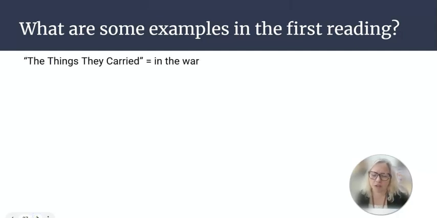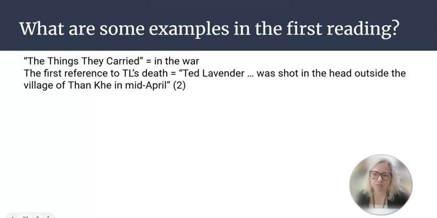First of all, the very first chapter, called The Things They Carried, we have a story about these GIs in the war. And we know when it is. We know it is in April of 1968. And the main event in that chapter is Ted Lavender's death. We hear specific details about how he dies right away on page 2. Ted Lavender was shot in the head outside the village of Tonke in mid-April. So those are some really specific details that we get right away.